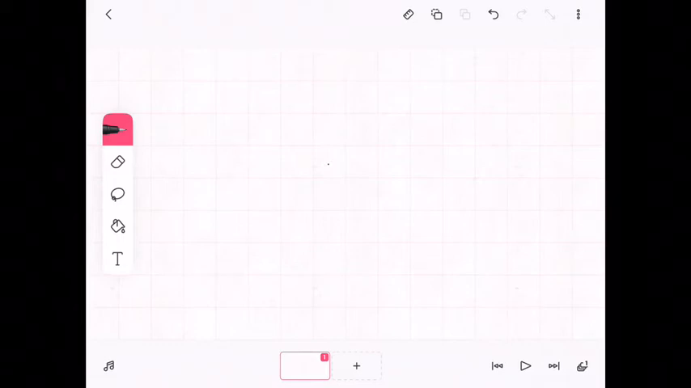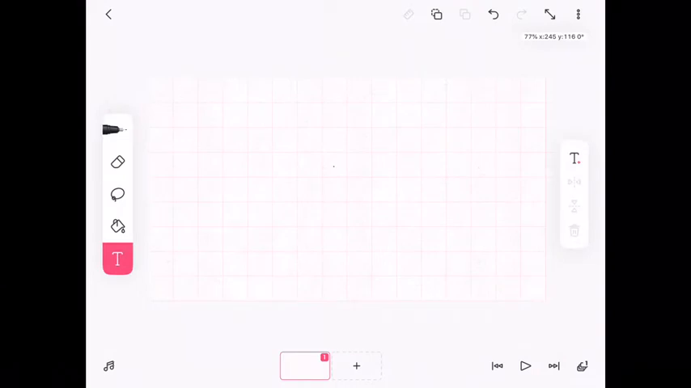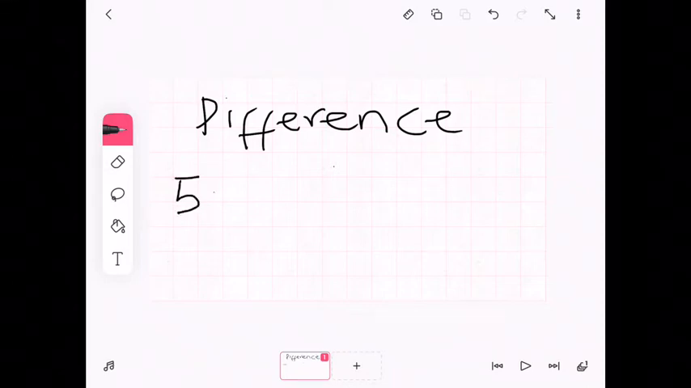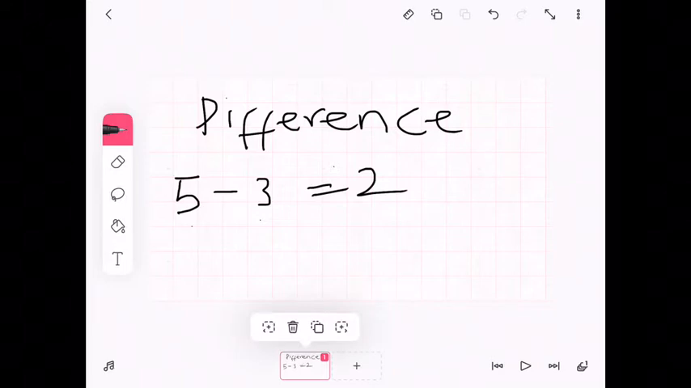Hello there. Today we are going to make a simple video on difference of two squares. Okay, now by difference in mathematics we mean subtract. So the difference between 5 and 3 in math simply means take 3 away from 5, and you're going to get 2.